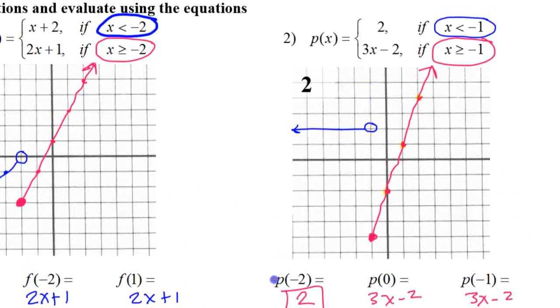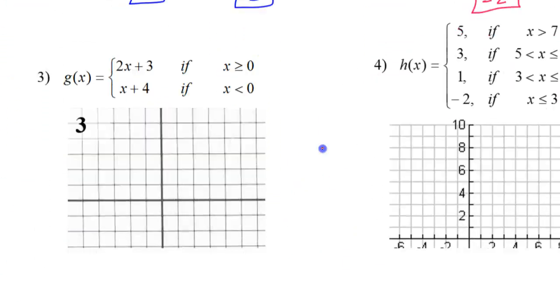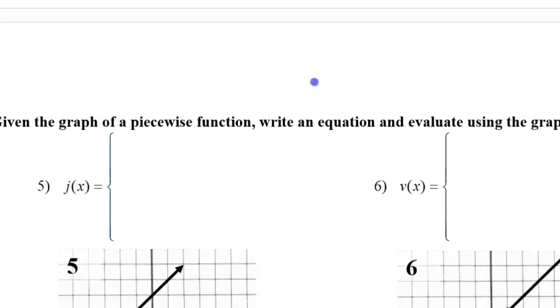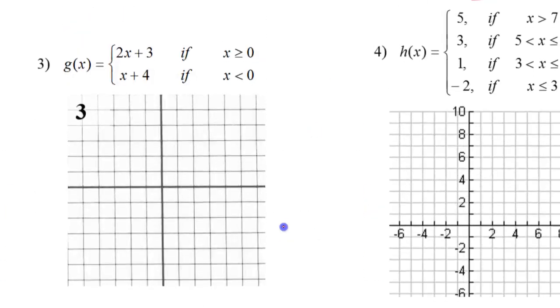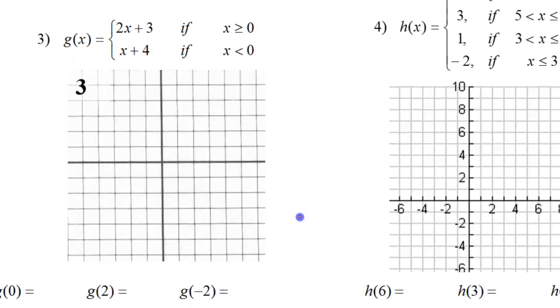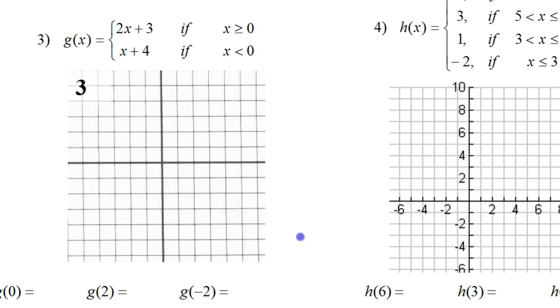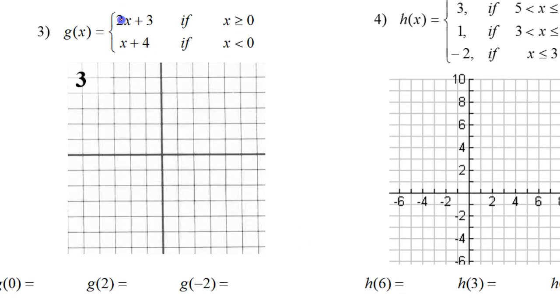So that's how you graph and evaluate. See how many problems are on this sheet. All right, you know what? I'm going to go ahead and do these other two problems. Okay, looking at problem number 3.